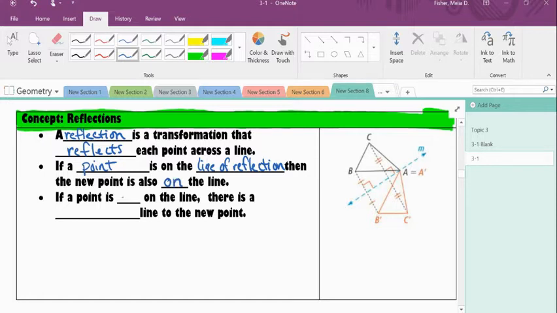If a point is not on the line, there is a perpendicular line to the new point. If you don't like writing the word perpendicular, you can always use the symbol for perpendicular. Go ahead and pause your video and find your compass and straight edge so that you can follow along with the next piece. Yes, we are going to continue to use a compass and straight edge throughout the year, so don't lose that.